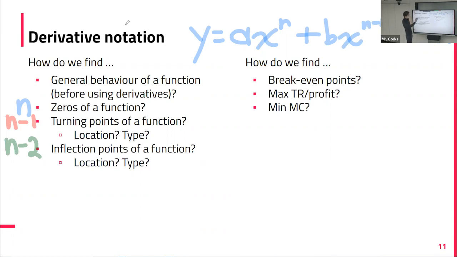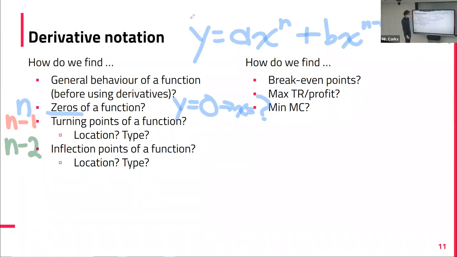We don't necessarily need to factor. We just set our function equal to 0 and then solve for x. So when y is equal to 0, x is whatever, and those numbers are your zeros.